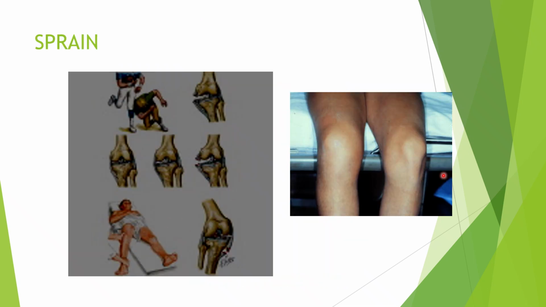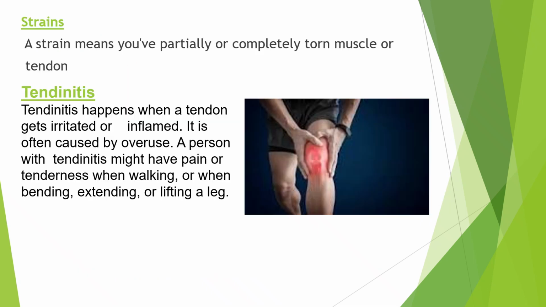Sprain is a stretched or torn ligament. Strain is a partially or completely torn muscle or tendon. It is usually caused when the tendon is overused. There will be pain or tenderness while walking, bending or lifting the leg.